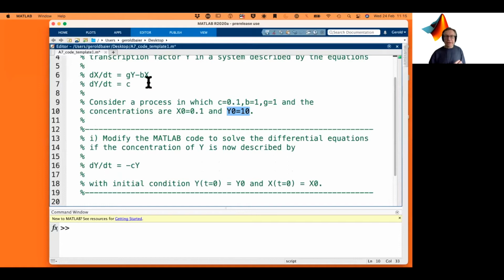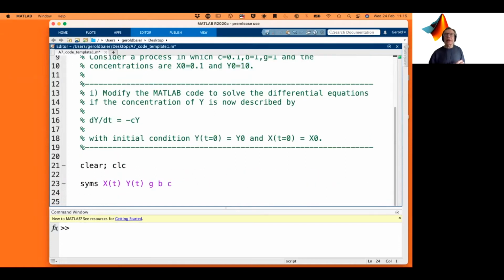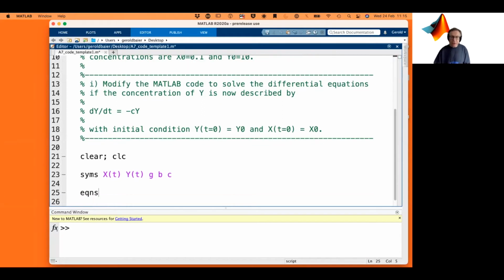So the equations are given here. Let's start by writing the equations in the correct way such that we can solve them directly. We call them equations. We assign a variable to this called equations, and because we have more than one, we put them in square brackets. So it's an array of first equation and second equation. And now we need to put in the equation.